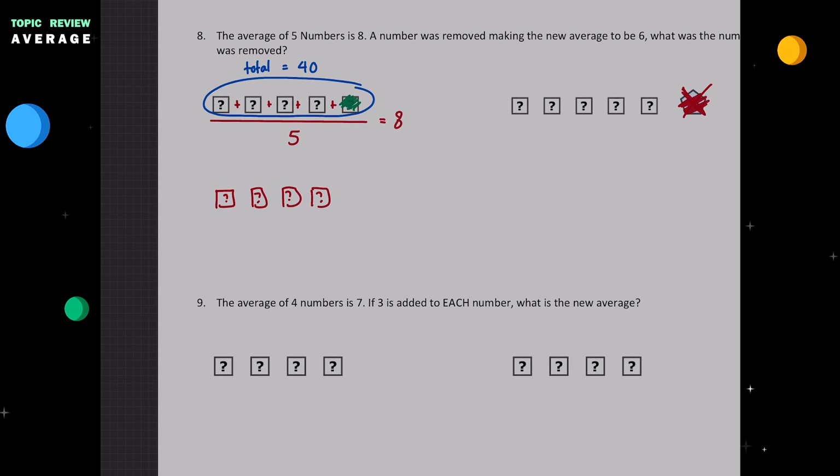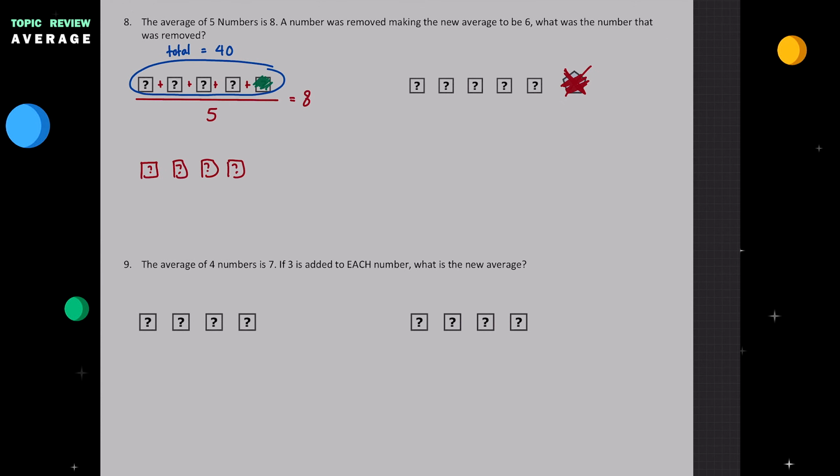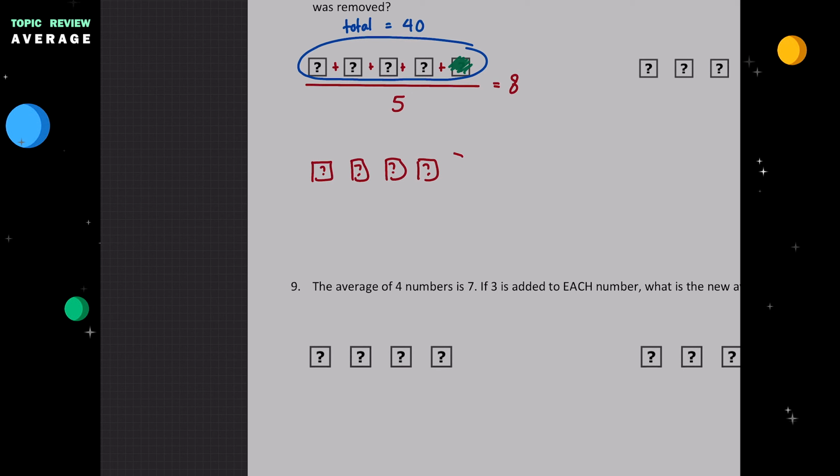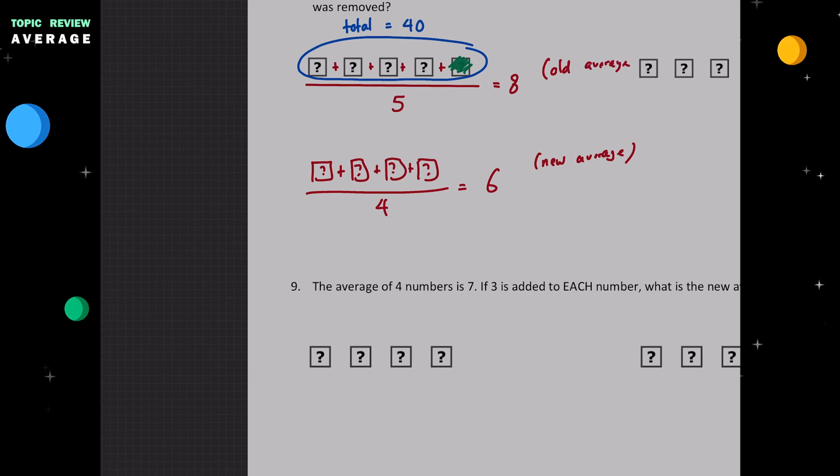Okay. So one of the numbers was removed. Now it says a number was removed, making the new average 6. So that means that if you remove that number, the average of the remaining ones, the new average, should be 6. So let's add them up and divide by 4, because there are 4 numbers, and the new average is 6. This is the new average. This is the old average. Okay. So the new average is 6.